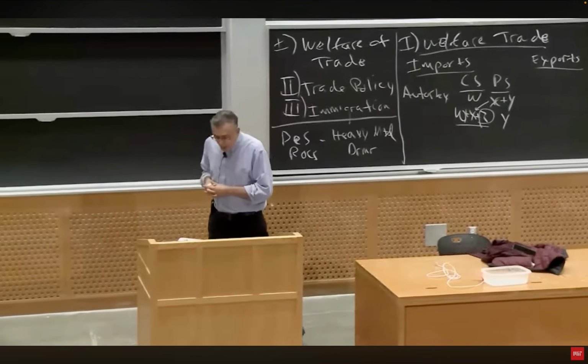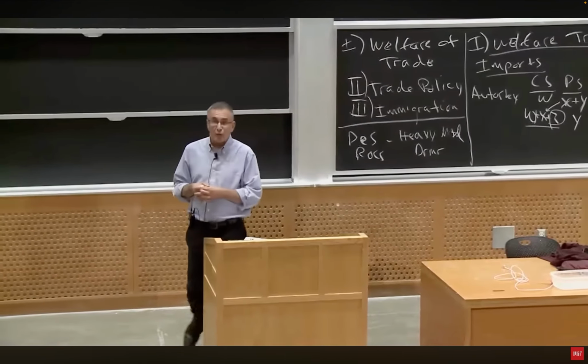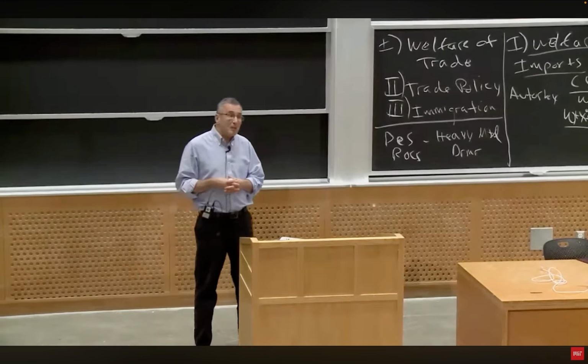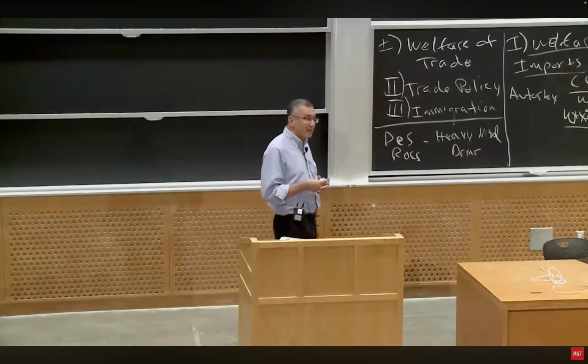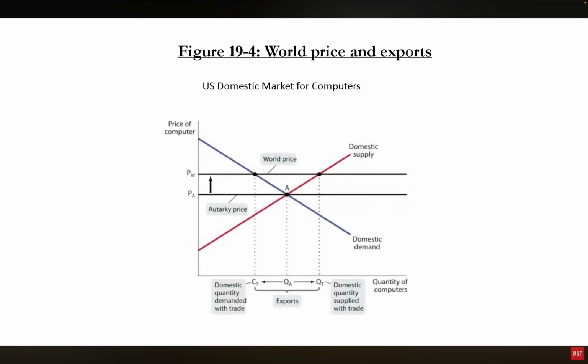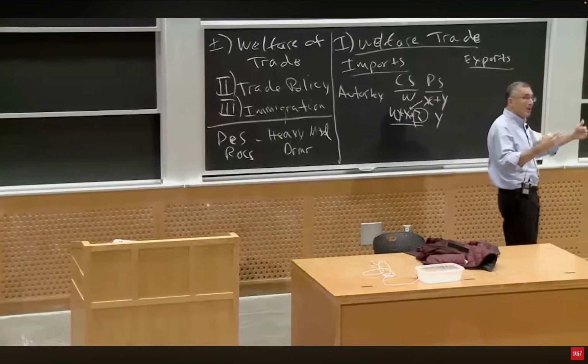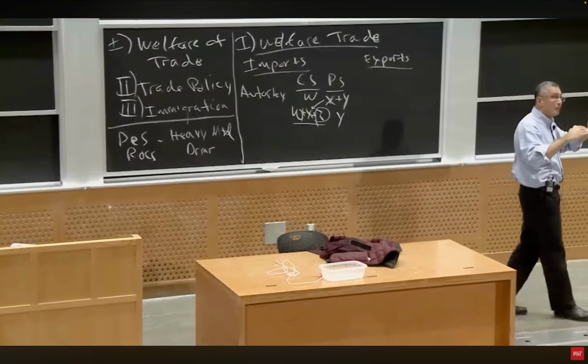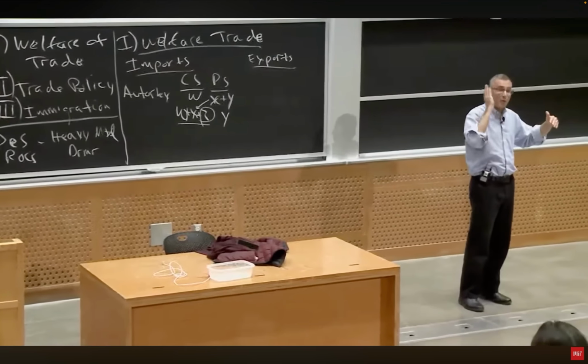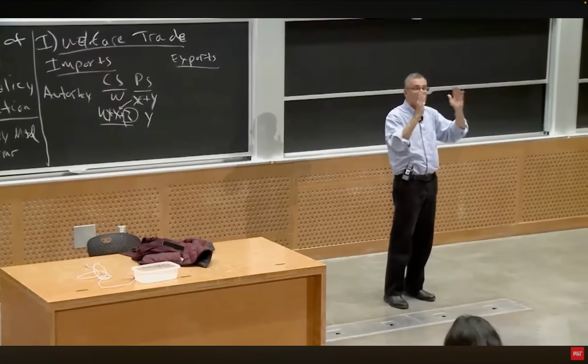So you end up with Q sub T being produced, C sub T being domestically demanded, and the difference is exports. So it's the flip case. Okay, for imports, we open up to Colombia, they lower the price of roses, you end up with more consumers wanting more roses than the producers are willing to produce, you get imports.